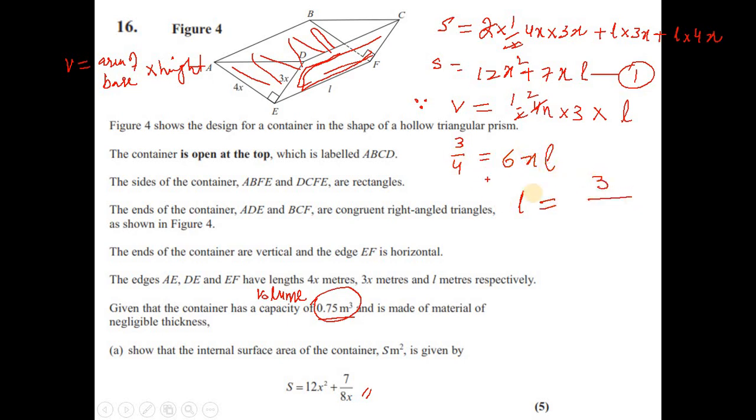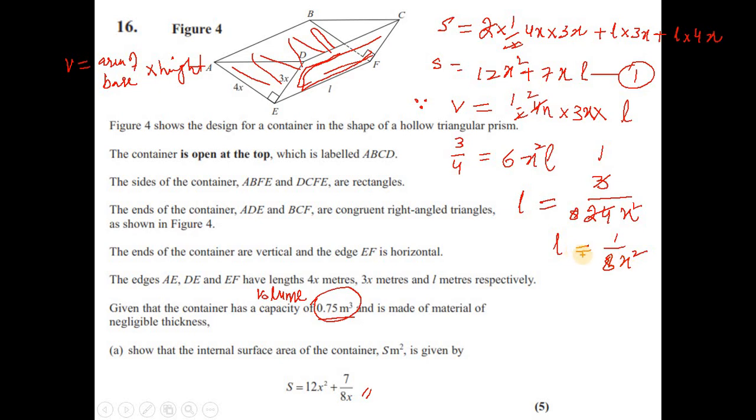3 by 24x, and 3 ones are 3, 8. So length is 1 upon, there is some mistake that I did, I guess. I'm sorry about that. If you see V equal to half of, I forgot x here because this is 3x. So this is 6x squared, and add x squared. So L is equal to 1 upon 8x squared. This is the value of L.